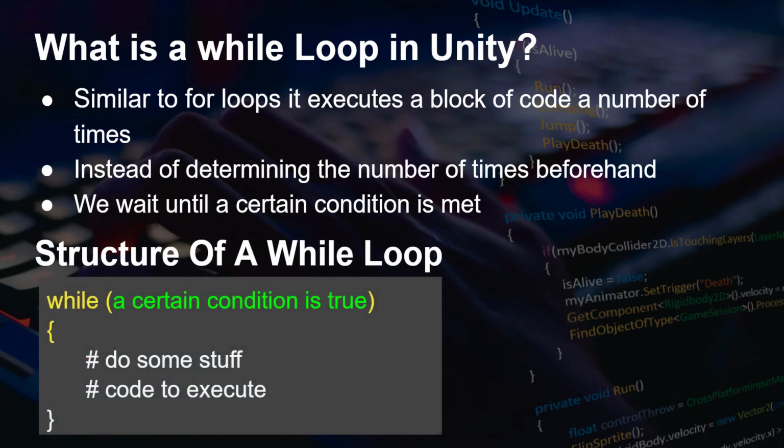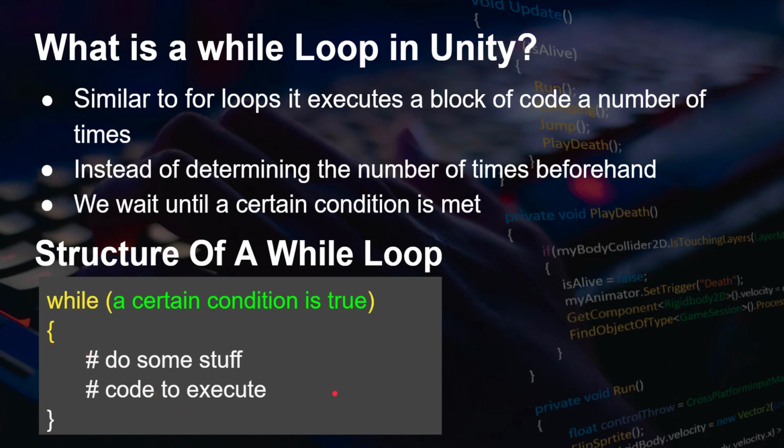So let me just take you through the structure of the while loop. You can see right here we have the while. We open up the brackets, we put in a condition. It's exactly the same as the if statement, and if it is true, then we will do something, execute code, and then go back. Did the condition change? If it hasn't, we go back.